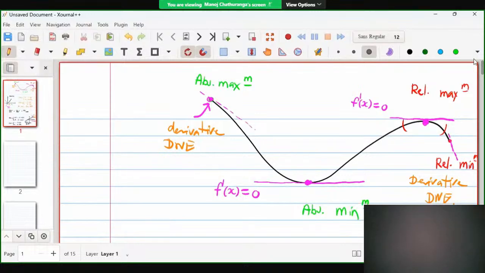Derivative does not exist. Again, for the same reason, because there is no way we can find the total derivative. We can find the left derivative, or rather left limit of the derivative. So here is the full picture.